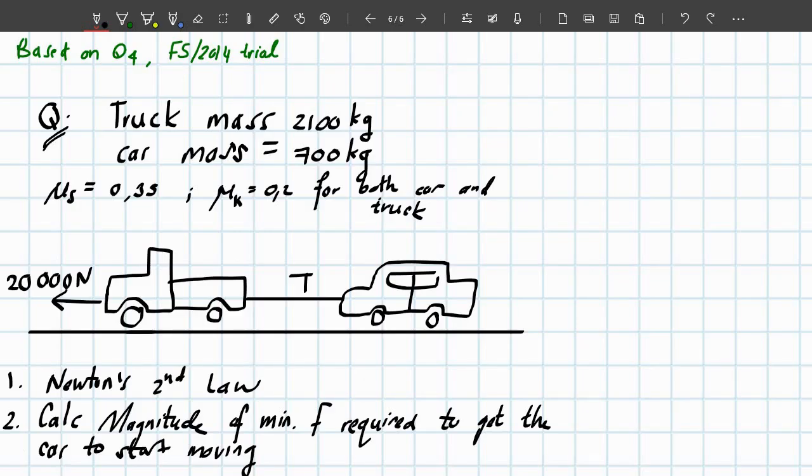Hi guys, in this video we're going to be covering Newton's laws, an example. The example I chose is based on question 4 of the Free State trial exam in 2014. Just a bit of background into Newton's laws types of questions.